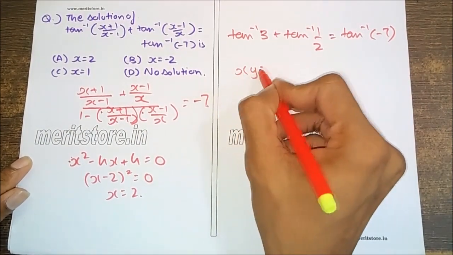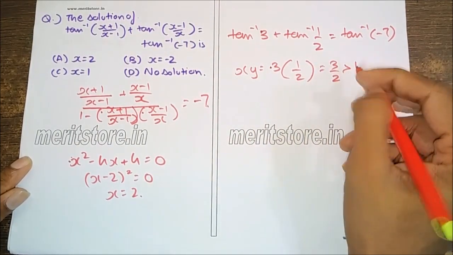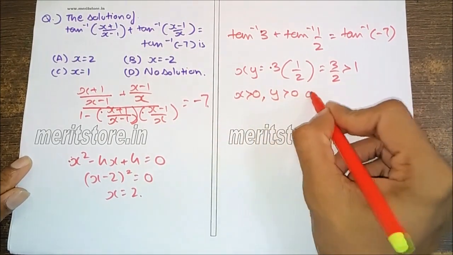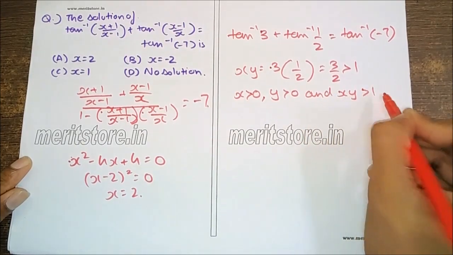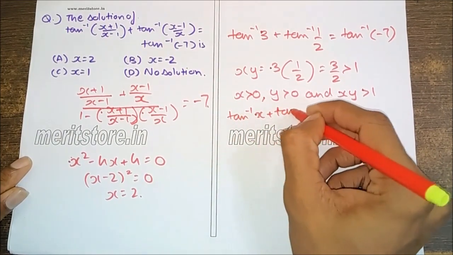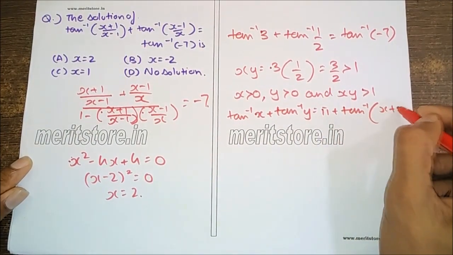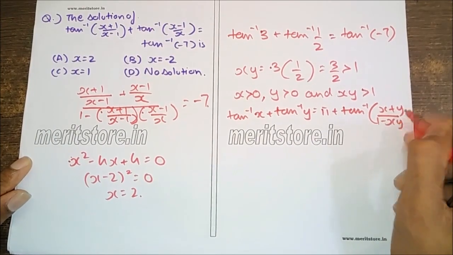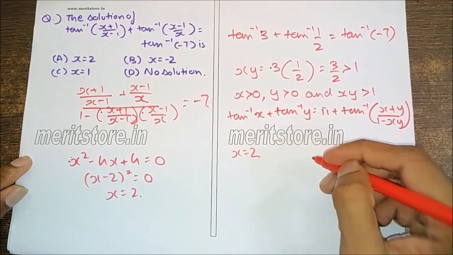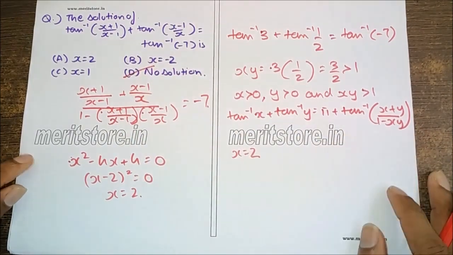Here xy is equal to 3 into 1 by 2, which is equal to 3 by 2, which is greater than 1. If x is greater than 0, y is greater than 0, and x into y is greater than 1, then tan inverse x plus tan inverse y is equal to pi plus tan inverse of x plus y upon 1 minus x into y. Here x is equal to 2 is contradicting this result, hence the given equation has no solution. Therefore option D is the correct answer.